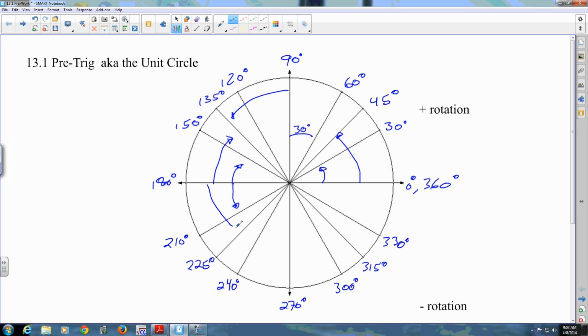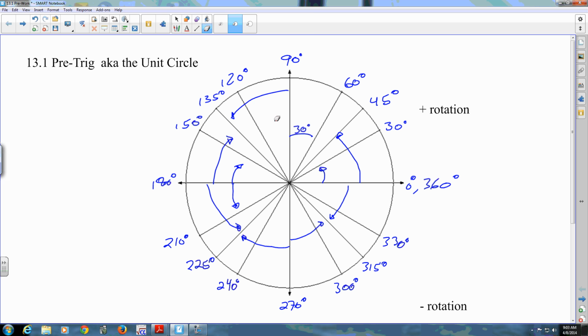This angle down here is 45 more than 180. This angle over here is 45 more than 180. Or I could reference that same angle by going 45 less than 360. Same thing here, I can go 45 less than 270 and get that angle. There are angles that you can reference all the way through this.